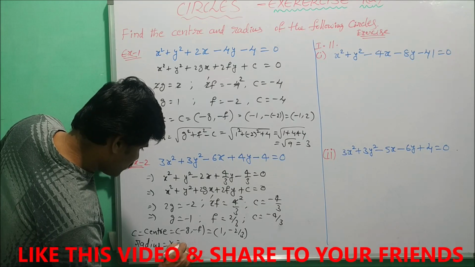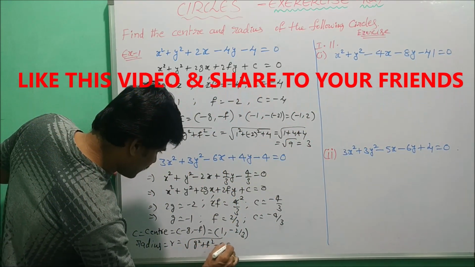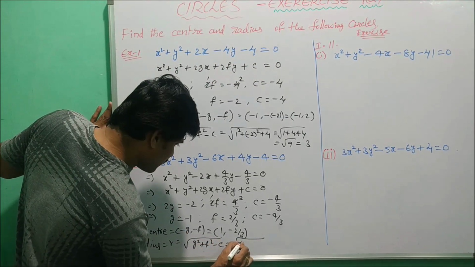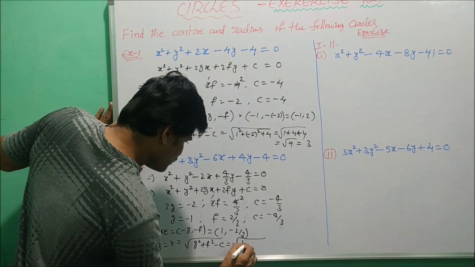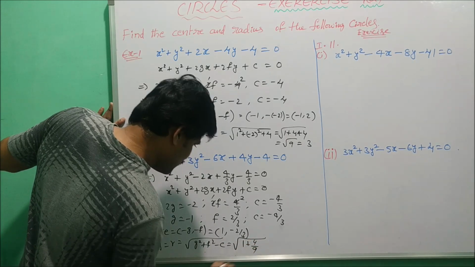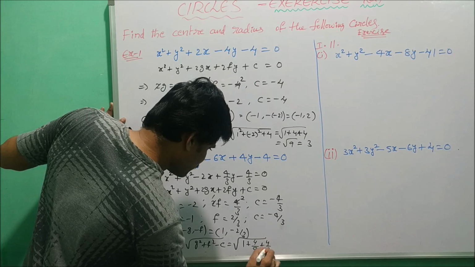R equals square root of g square plus f square minus c. Now here g means minus 1. Minus 1 square means plus 1. F square means 2 by 3, that means 4 by 9. Minus c, minus of minus, plus 4 by 3.